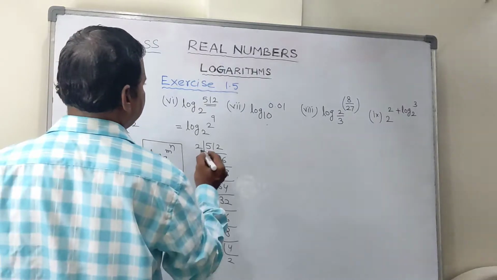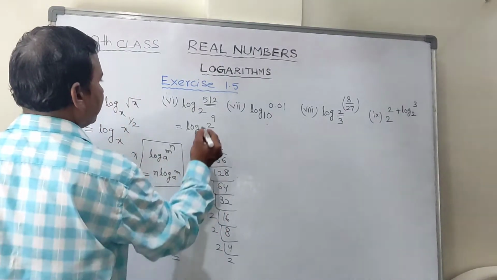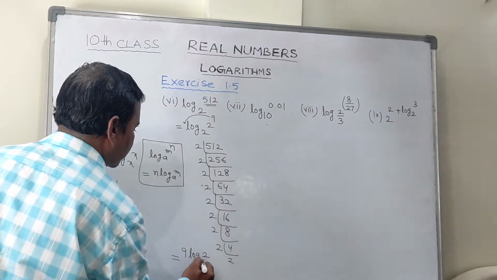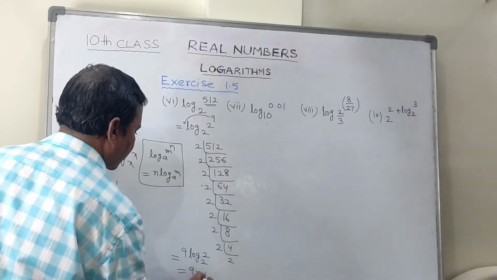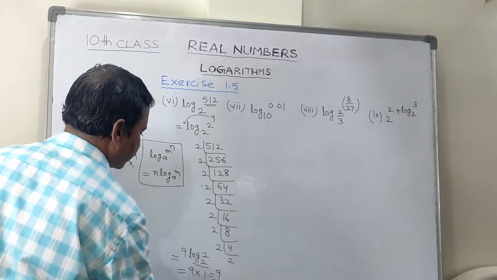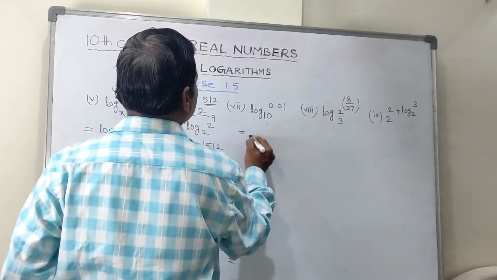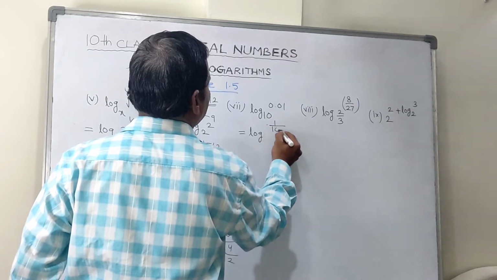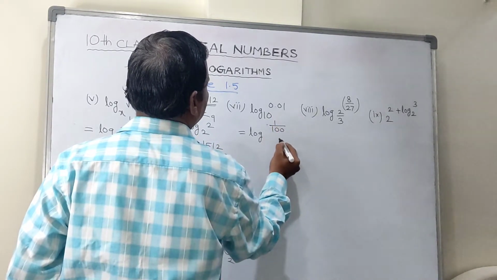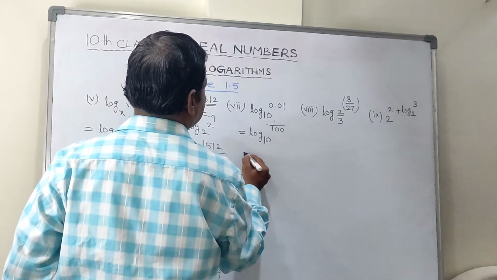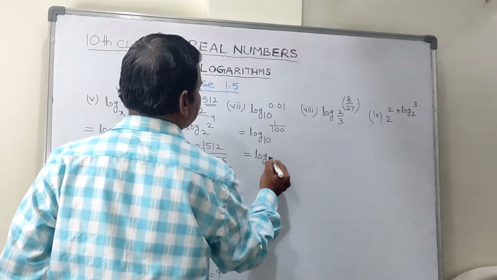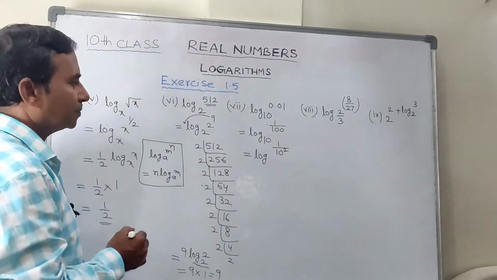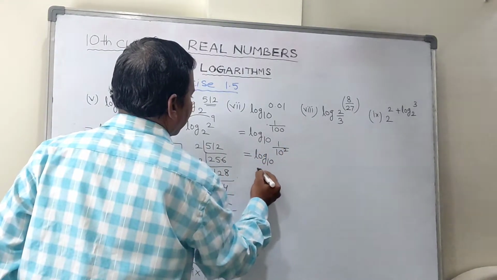Clear? Now 9 we have to write like this, 9 log 2 to the base 2. So 9 into this value is 1, 9 ones are 9. Here also 0.01, how can you write it as 1 by 100? If you remove 2 zeros you will get it, the base is given 10. 1 by 100 we can write 10 square, 10 into 10. Base is given 10.